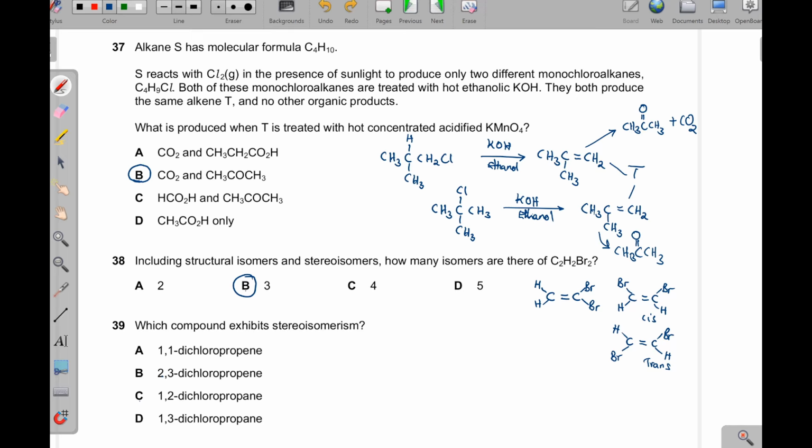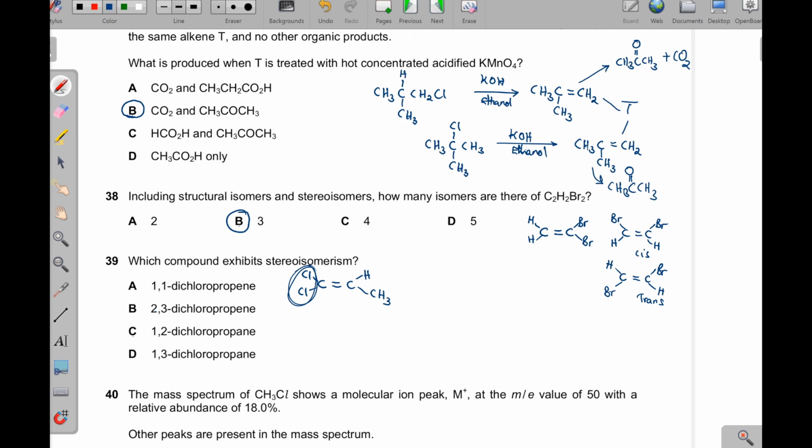Now let's look at this one here. 1-chloropropene. I can have it as carbon here with the 2 chlorines on it, and then CH and then CH3. That would be the one. So here, because the 2 groups that we are seeing on this carbon atom are the same, we don't have stereoisomerism there.